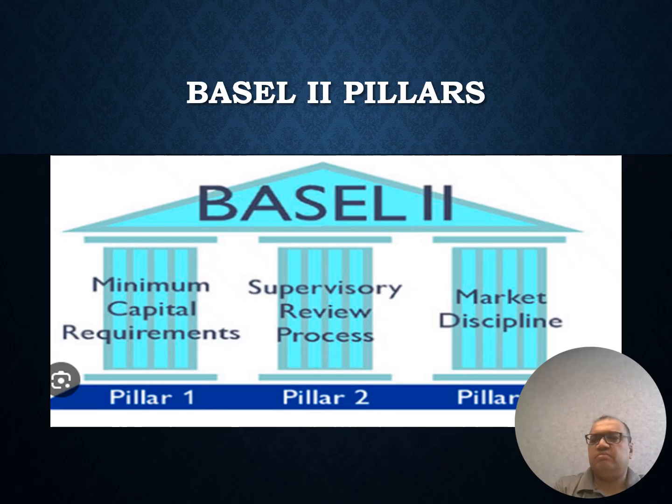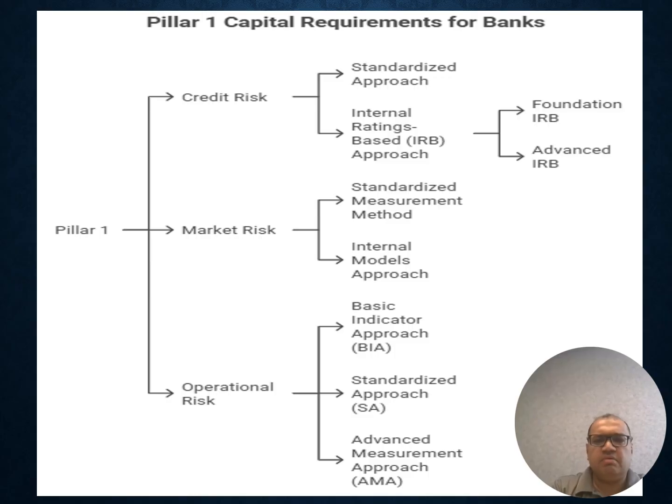So these are the very famous pillars and how they work in Basel. As I said, Basel One is the minimum capital requirement. Basel Two adds the supervisory review, which involves the central bank telling banks what to do and what not to do, and then market discipline, which is the disclosures part. We will cover the supervisory aspect and market discipline in the subsequent lecture. So here are the Basel One capital requirements for banks.